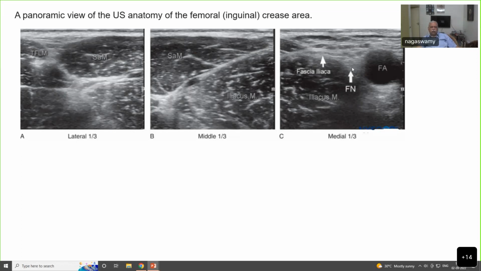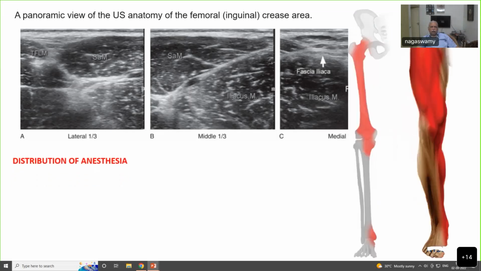So you always try to locate the femoral artery and nerve by moving the probe from the lateral to medial direction. Once you identify these two structures, you will easily be able to identify the muscle and the fascia above that. So that is how the probe should be moved. And the anesthesia you will get is over these areas: mostly the anterior aspect of the thigh, the medial aspect of the knee, the medial aspect of the calf, up to the ankle and the foot. So this is the area of distribution.